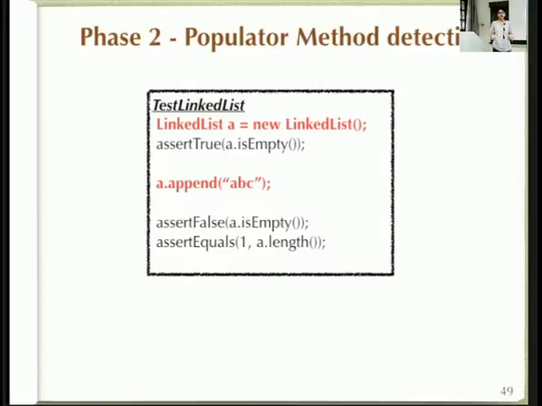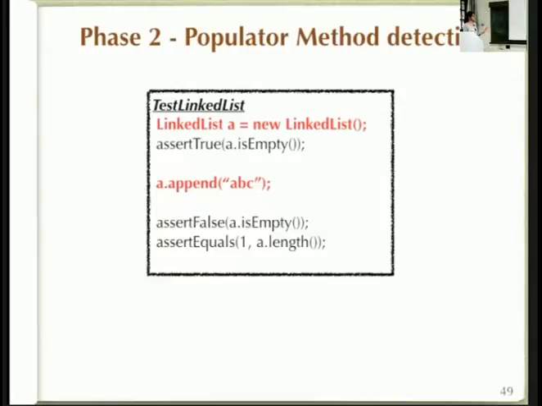So what is a populator method? How is it going to affect the collection? It is going to add the elements. So what property of the collection is going to change? Size. So what we can do is, for every method invocation, we are going to track the sizes of the current collections. That's all. It's very simple.